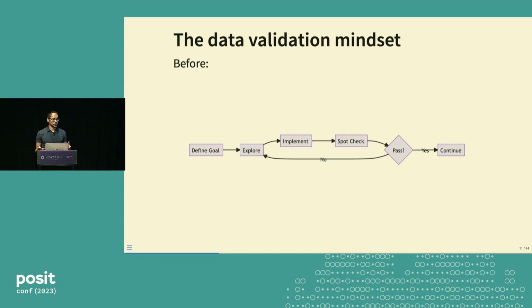But you have to do a little extra work to get to this fun part, right? And there's a very minor shift in the way I would say one would work to incorporate data validation into their mindset and their workflow. So typically, you might define a goal for your analysis. You might explore your data, you implement your data processing function, you spot check the output of that function, and if it looks good, you just continue, right?